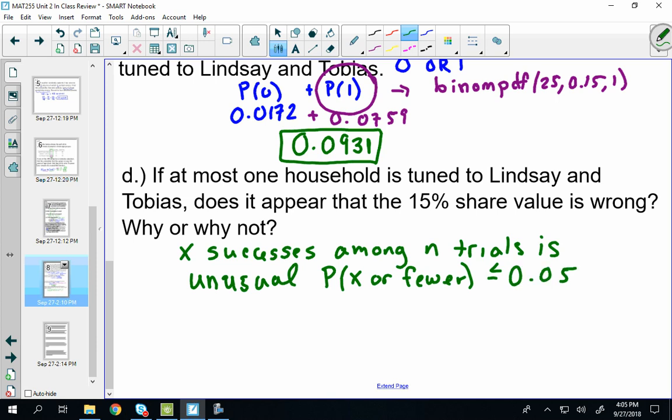So if we look back up, we had 0.09. It's not below that. So our answer would be no, it does not appear to be wrong.